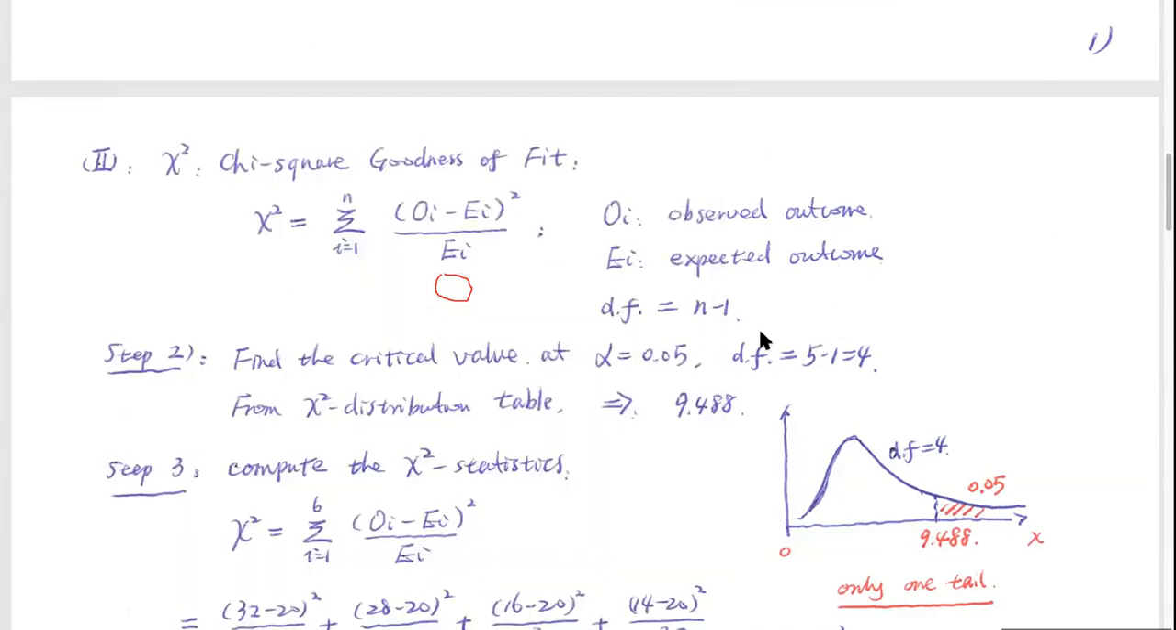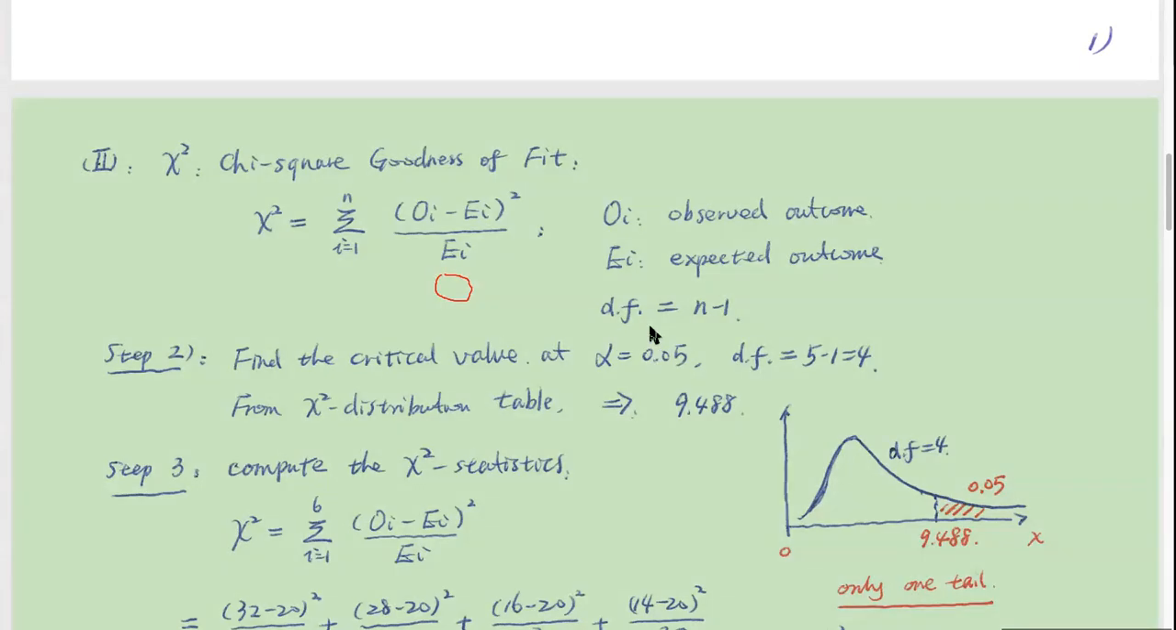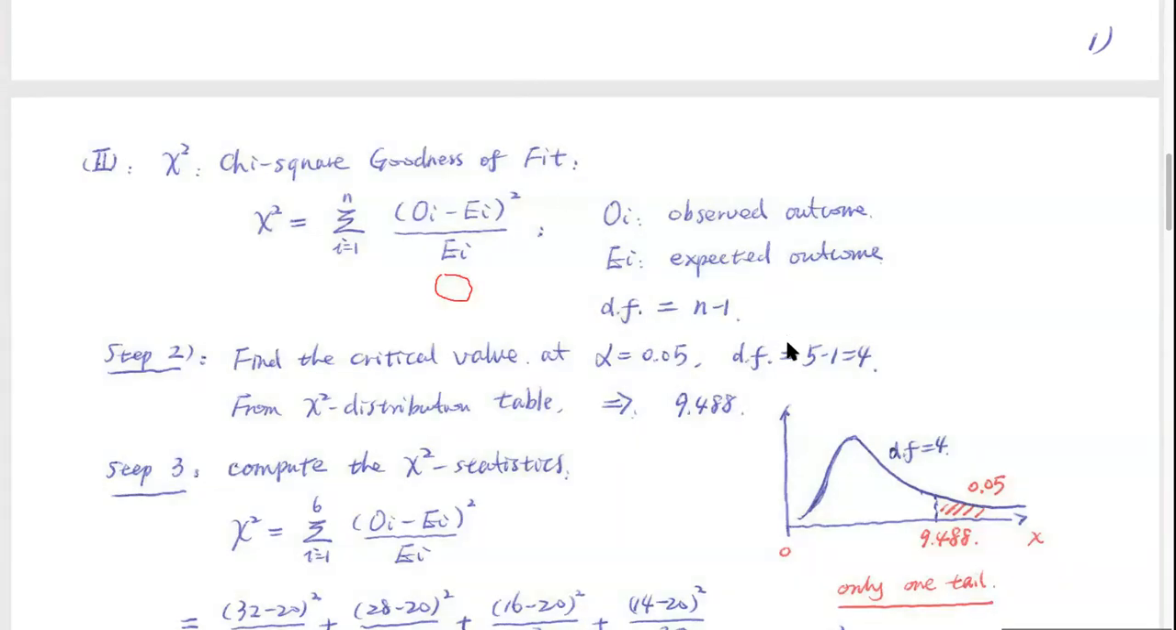Now, degree of freedom. For the chi-square distribution, we are using the same formula, which is n-1 degrees of freedom, right? So what's the n? n is the sample size, right? But what's the sample size here? Everybody, how many people do we have here? We are asking 5 groups, right? 5 groups, 100 people. Everybody, don't get it confused, okay?